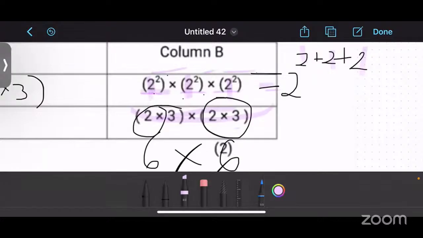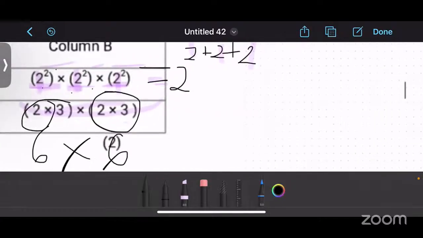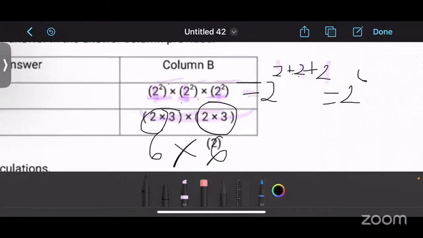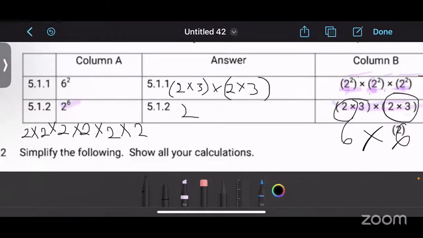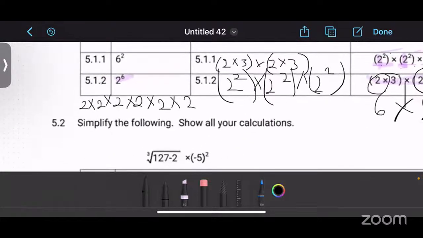Remember, the base is 2 here, the base is 2 here, the base is 2 as well there. And the exponents are 2. So that means this is the same as 2 to the power of 2 plus 2 plus 2, which is equal to 6. Therefore, 2 to the power of 6 is the same as 2 to the power of 2 multiplied by 2 to the power of 2 multiplied by 2 to the power of 2. These are my brackets, okay? And that's it. Any question?